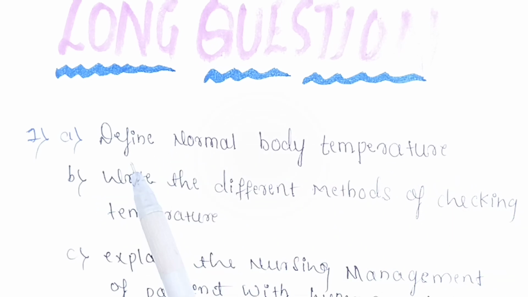Okay. First, A is define body temperature, the definition of body temperature. Then the different methods of checking temperature. Next is the patient with hyperpyrexia, the nursing management.